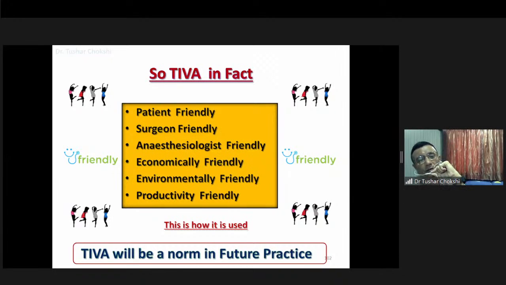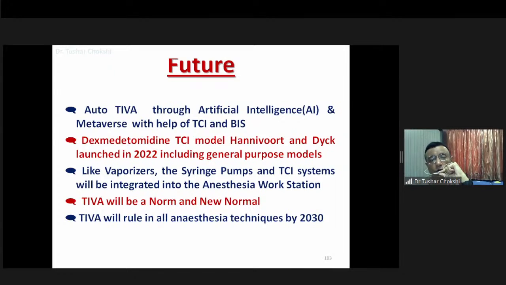So my bottom line statement is TIVA is in fact patient friendly, surgeon friendly, anesthesiologist friendly, economically friendly, environmentally friendly, and productivity friendly. So this is how it is used, and TIVA will be the norm in future practice. In future, auto TIVA through artificial intelligence and metaverse with the help of TCI and BIS will be available. That is a very wide topic.